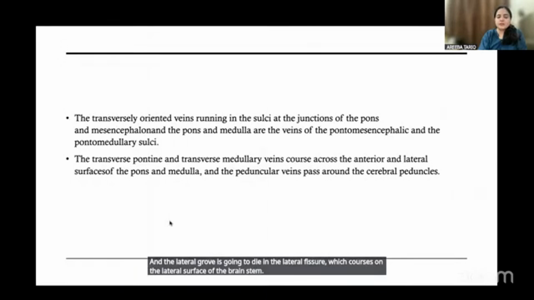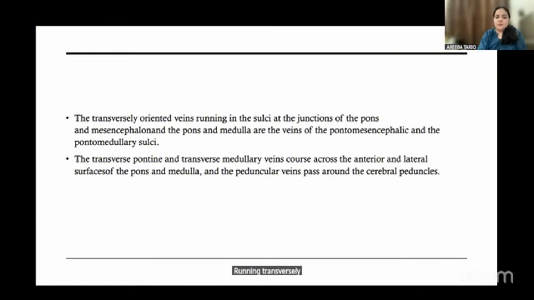The transversely oriented veins running in the sulci at the junction of the pons and mesencephalon, and the pons and medulla, are the veins of the pontomesencephalic and pontomedullary sulcus, respectively. The transverse pontine vein, as the name suggests, runs transversely on the pons, and the transverse medullary vein runs transversely on the medulla oblongata. They run across the anterior and lateral surface of the pons and medulla.